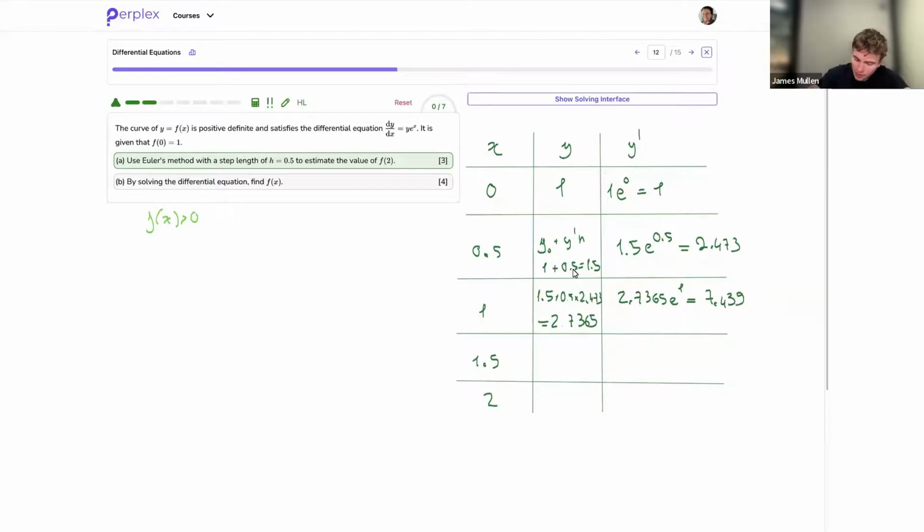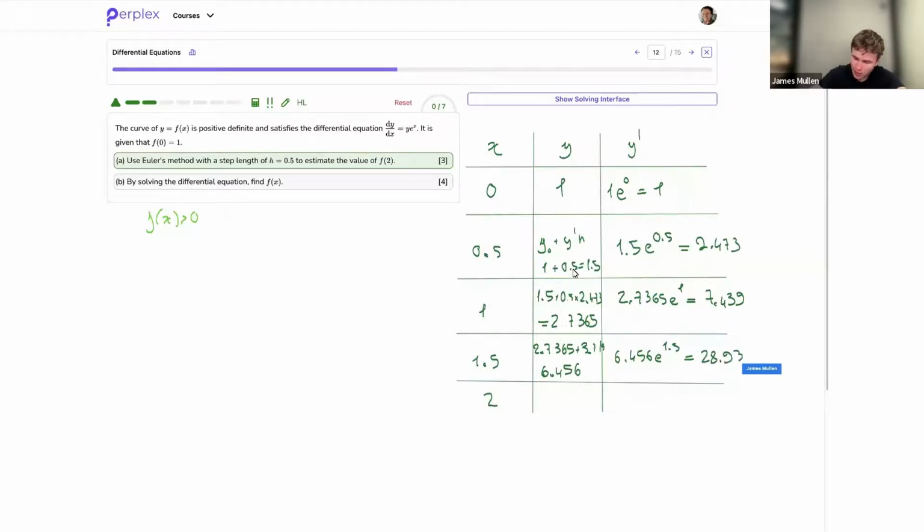Next, I only have 2 steps left. I'm going to do 2.7365 plus half of what I just found, which is 3.719. So plus 2.7873665. This gives me 6.456. And therefore now my y prime for the last time is going to be 6.456 e to the power of 1.5, which is just going to be 28.93.